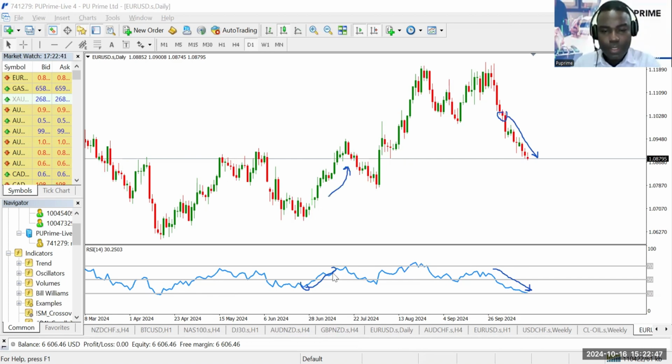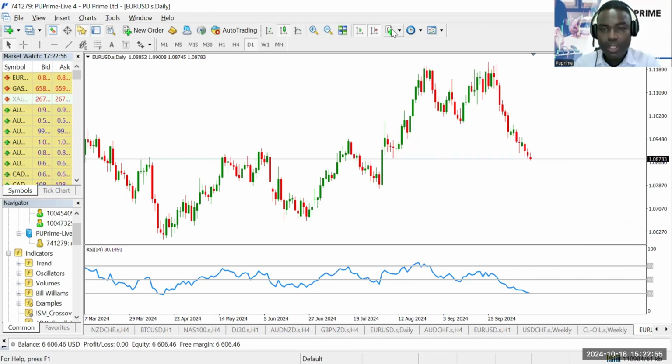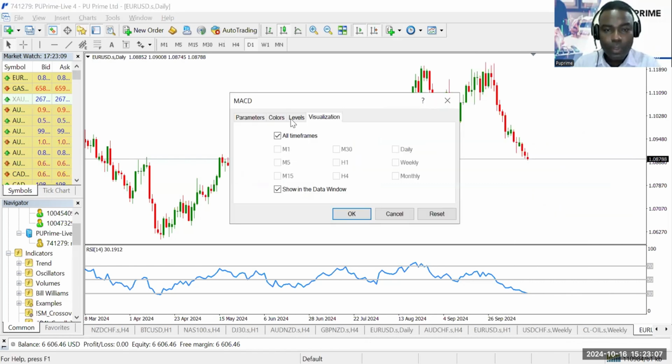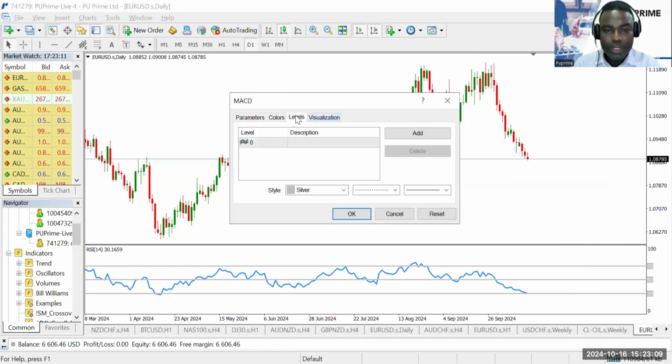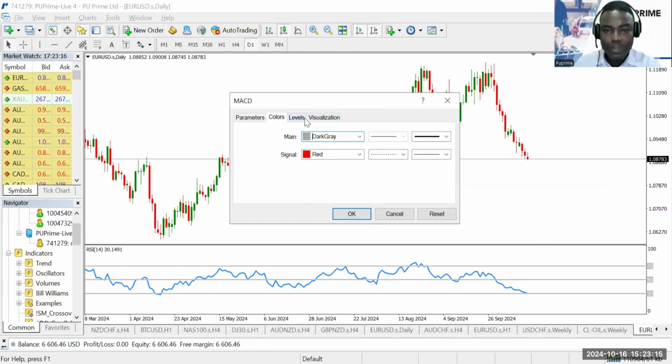And the third indicator I want to show us is the MACD, the moving average, convergence, and divergence. Again, we'll come to the indicator menu. We go to oscillators. I will click the MACD, and the indicator will appear in this fashion. So visualization, leave it at default. We're not really changing anything in this indicator. Just use it at default level.